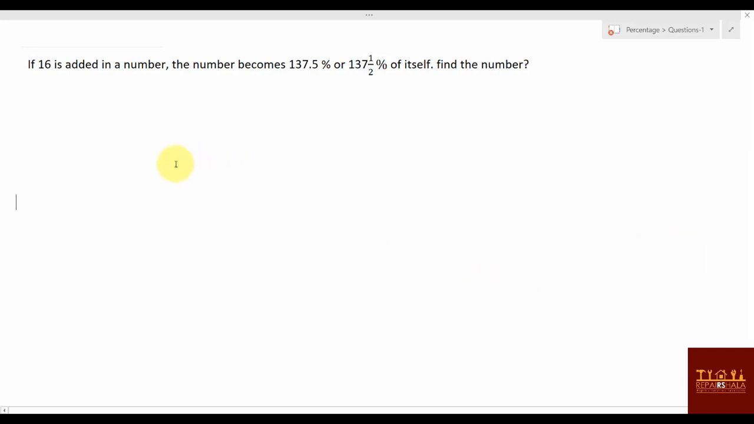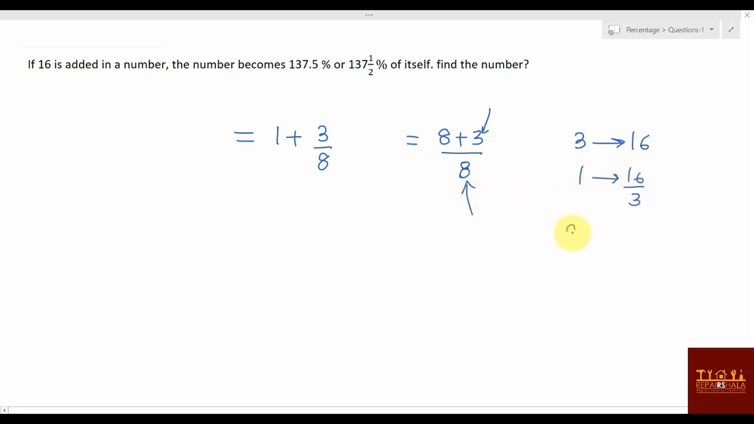If 16 is added in a number and the number becomes 137 and a half. 137 and a half means what? 137 and a half is 1 plus 37 and a half, which is 3 by 8. Can you say this is 8 plus 3 divided by 8, right? So in number 8, how much are you adding? 3. How much are you actually adding? 16. So 1 is corresponding to 16 by 3. So what do you need? 8. 8 will correspond to 16 by 3 into 8. That you can find. Okay.